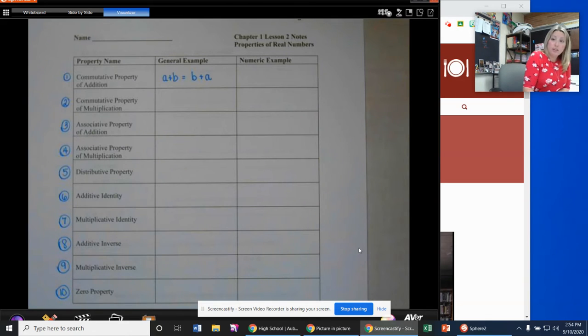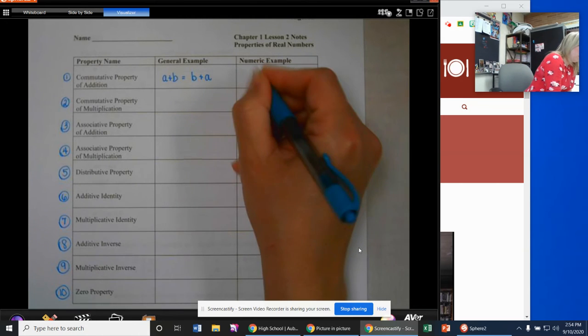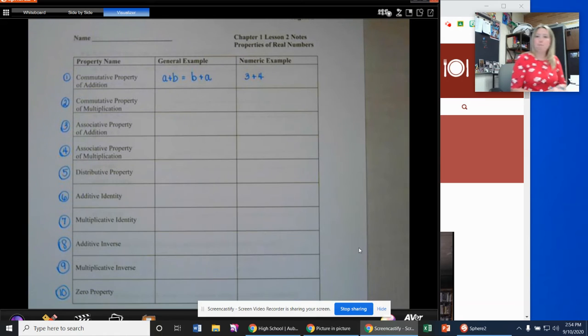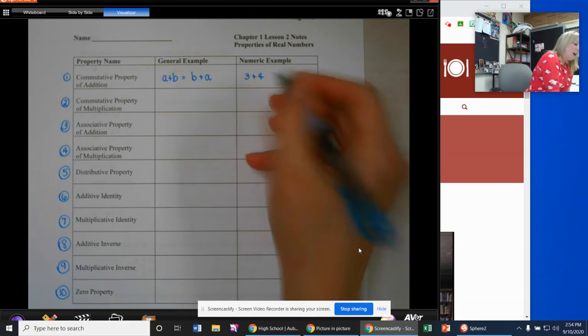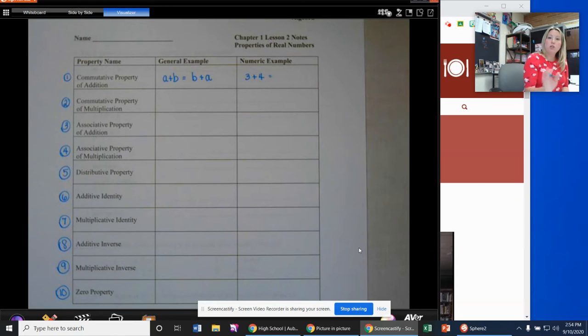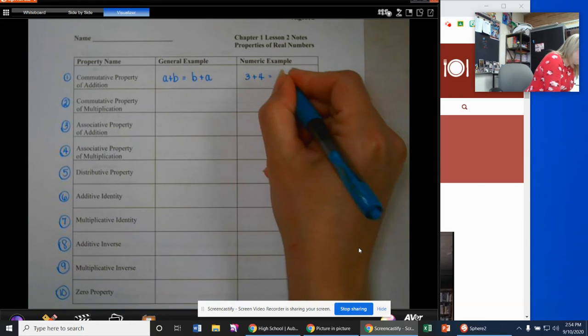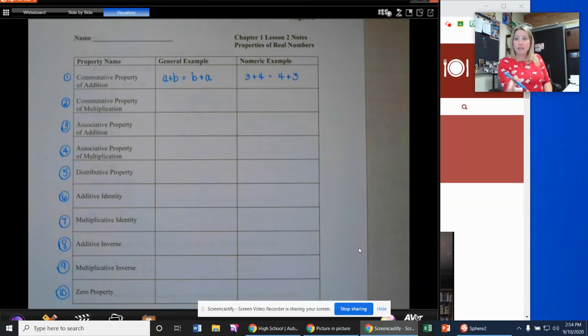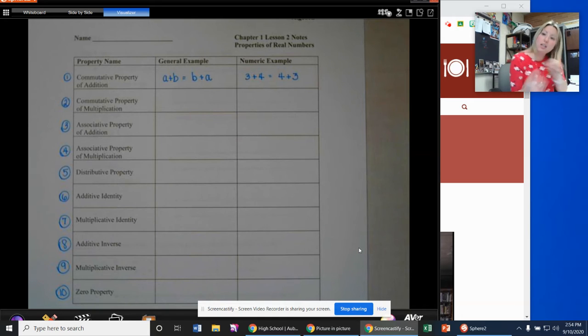A numeric example would be if you take 3 and you add 4 to it. What do you get? If you said 7, great job. And that will be the same answer that you would get if you added 4 plus 3. If you said 7 again, hey, good for you, right? Because that's the answer either direction that you add, that switch of order, okay?